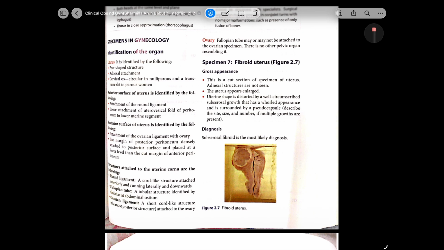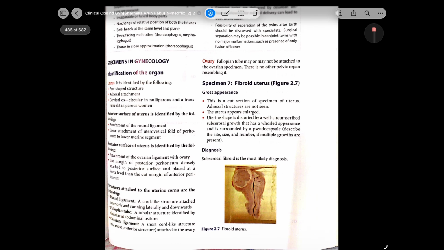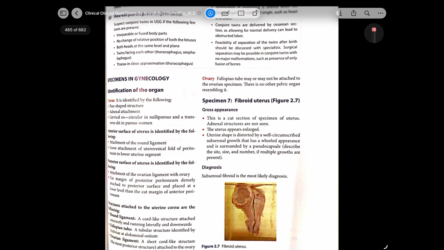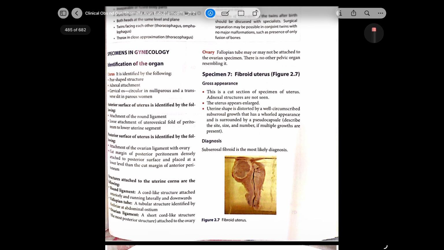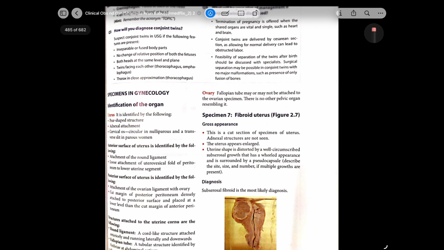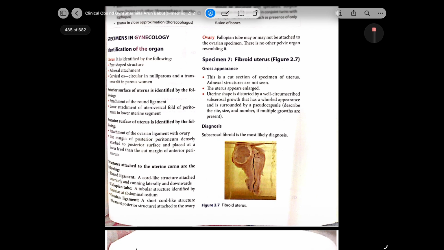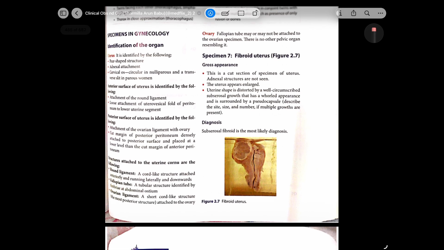Round ligament, a cord-like structure attached anteriorly and running laterally and downwards. Fallopian tube, a tubular structure identified by fimbria at the abdominal ostium. Ovarian ligament, a short cord-like structure, the most posterior structure attached to the ovary. Ovary, fallopian tube may or may not be attached to the ovarian specimen. There is no other pelvic organ resembling it. So you can't get confused with some other organ.